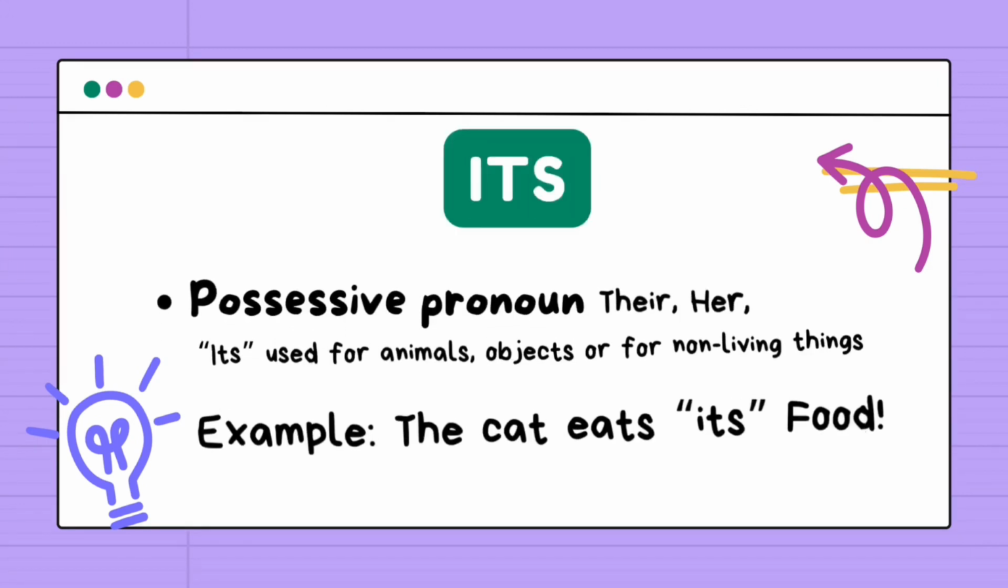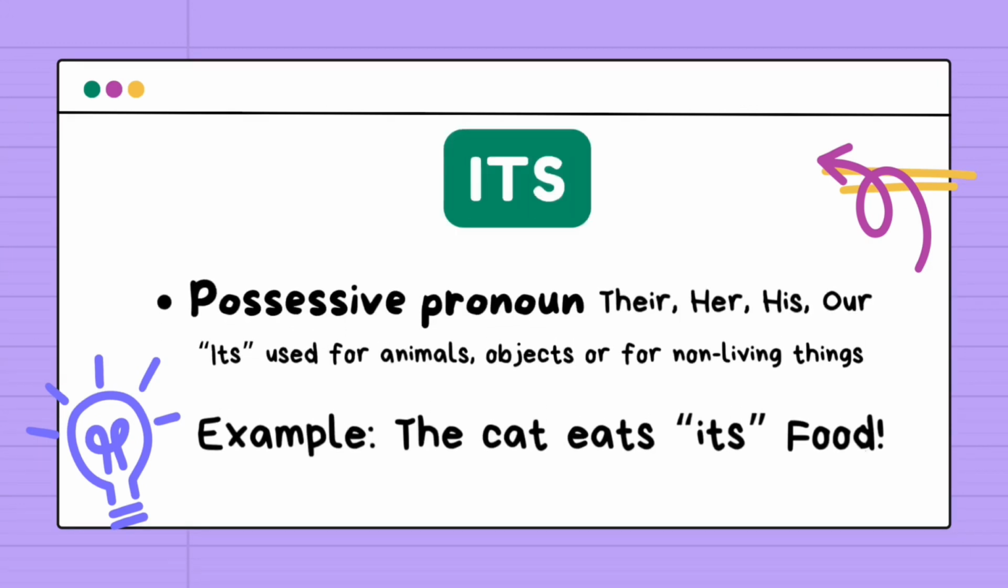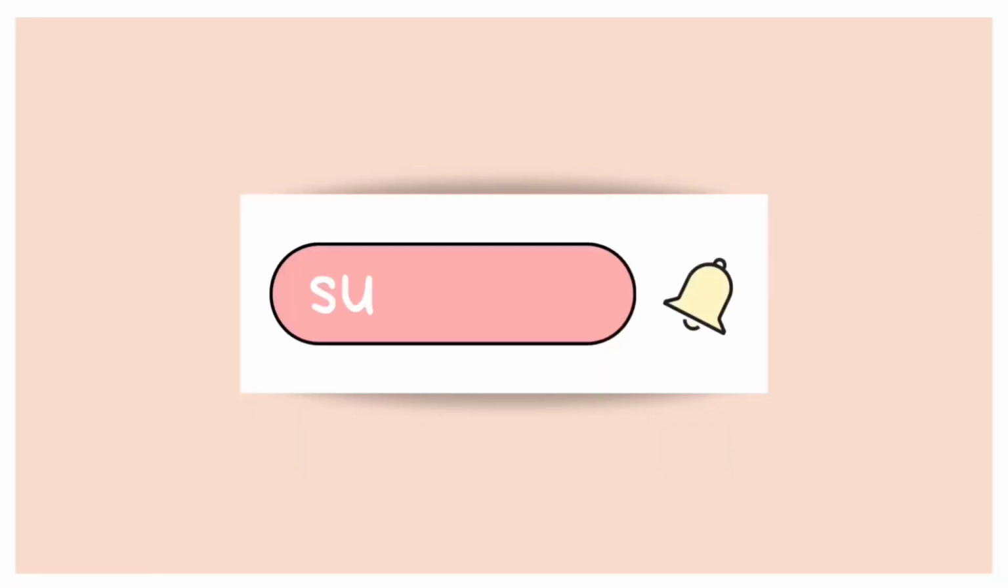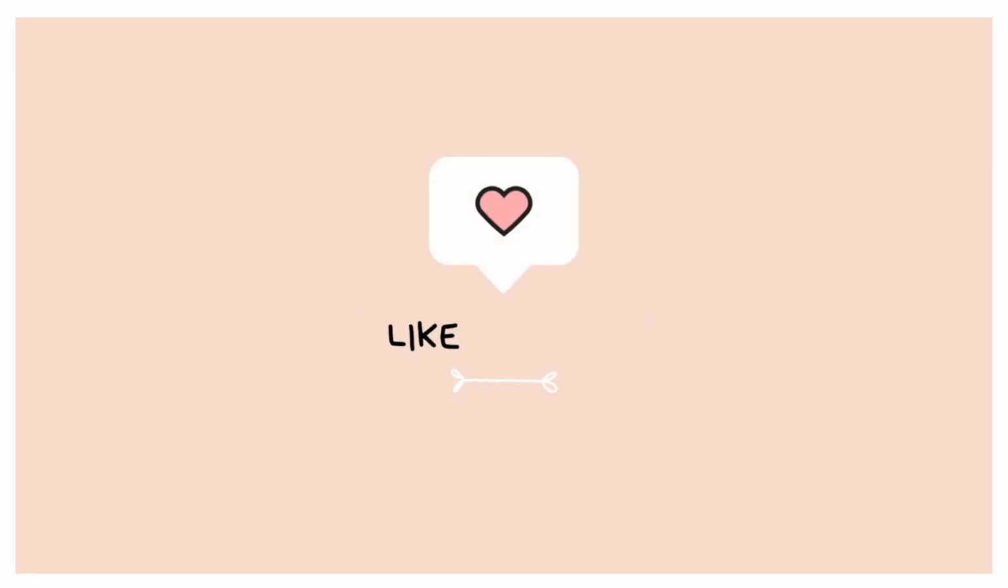For example, the cat eats its food. We don't say the cat eats her food because it's a thing. So we say the cat eats its food. The dog was rubbing its tail. There is its because the dog is a thing or animal. So we use its with an animal or object. So this was the difference between its and it's with an apostrophe, because it's always been a tragedy for the students, and they say it's with an apostrophe means yours.